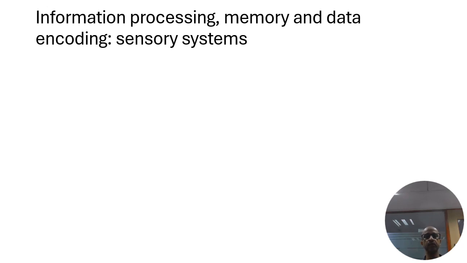In this class, we are going to talk about information processing, memory, and data encoding in sensory systems. This class and next class we'll do that. This class will talk about the visual system. Next class we'll talk about other sensory systems. We'll talk both about how information is processed in the human brain with respect to these sensory modalities, and then we'll talk about the engineering applications, both in terms of processes.